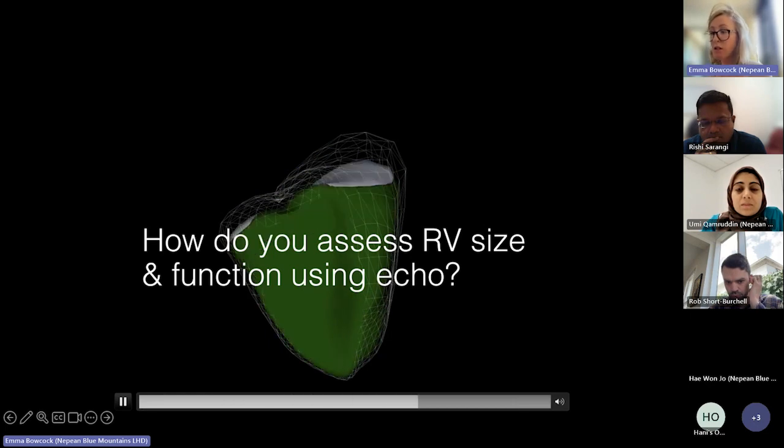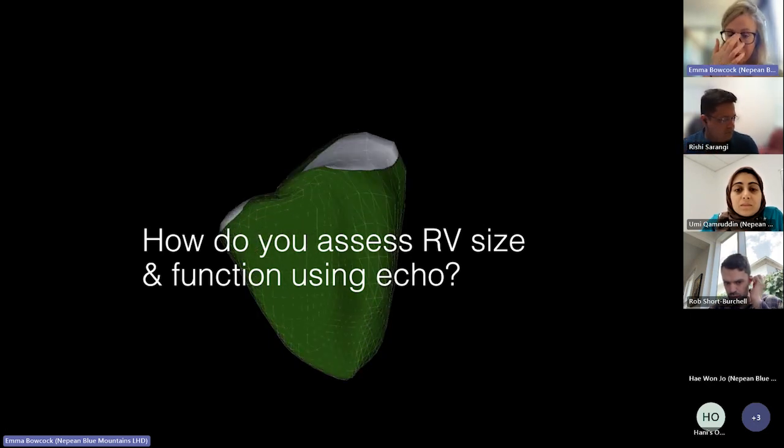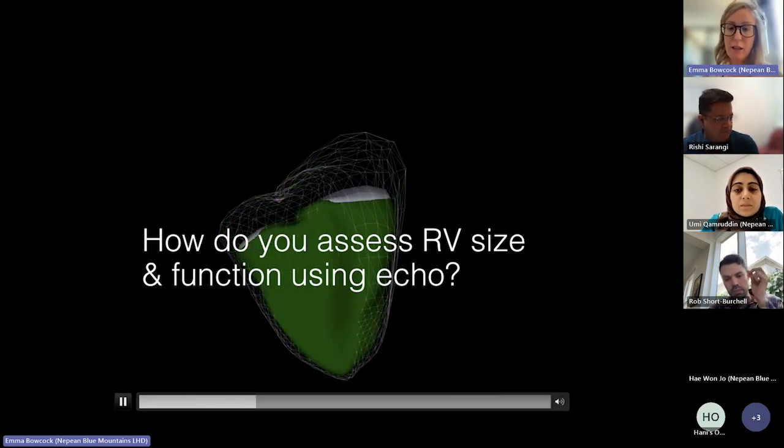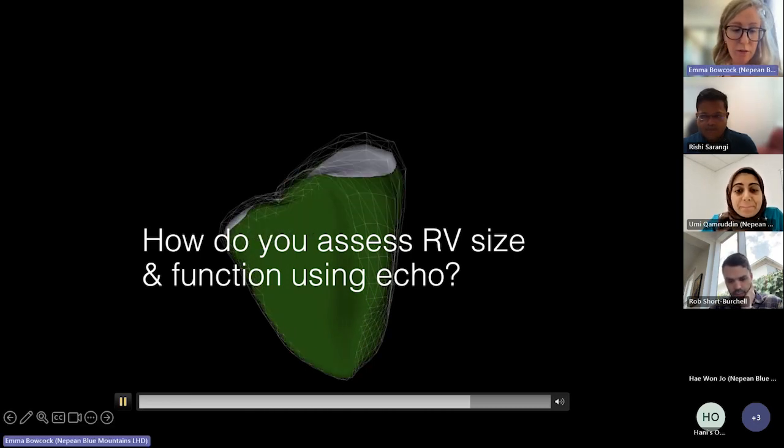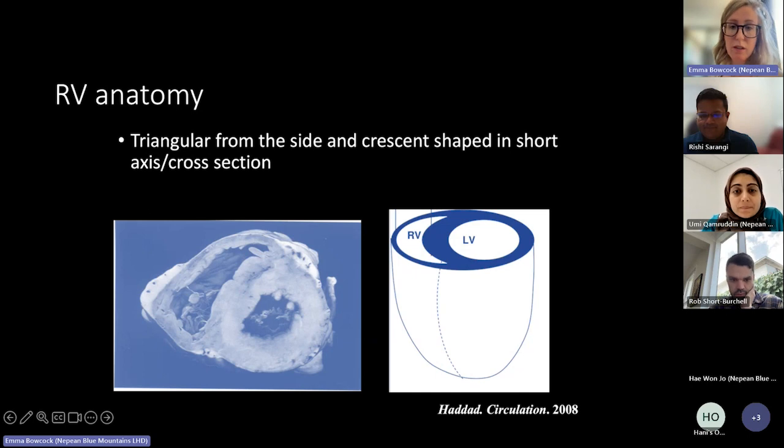So let's get on to the meat of it. How do we assess RV size and function using echo? Does anyone have any questions so far? Just a bit of background. Just interrupt and ask me any questions anytime.